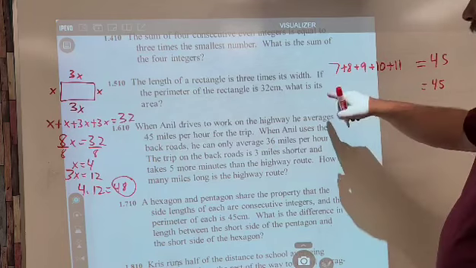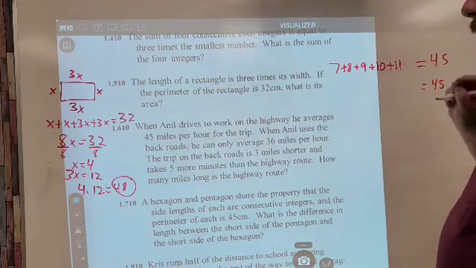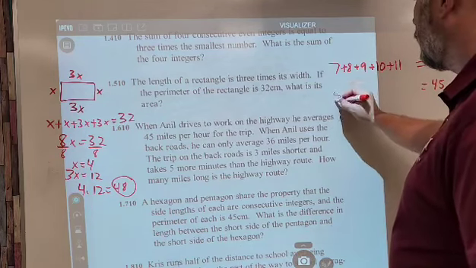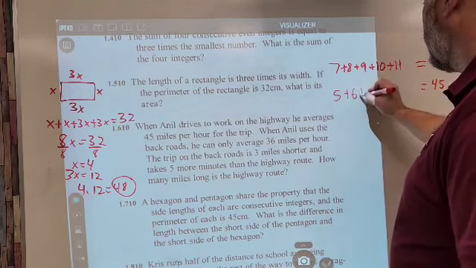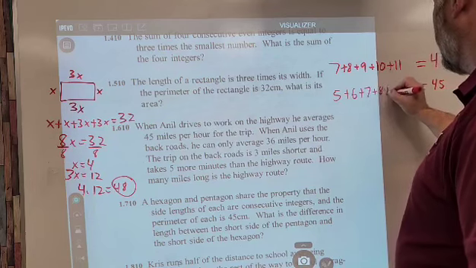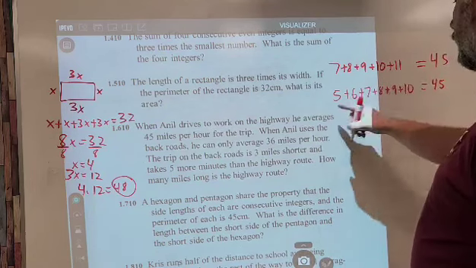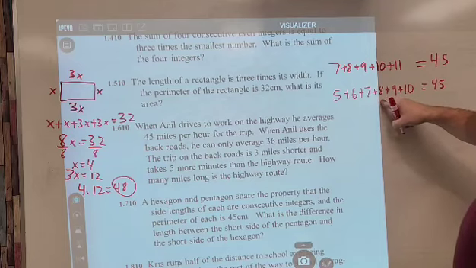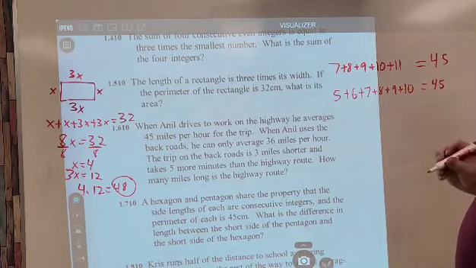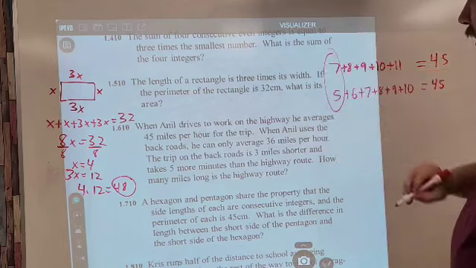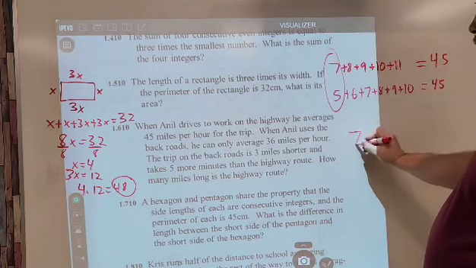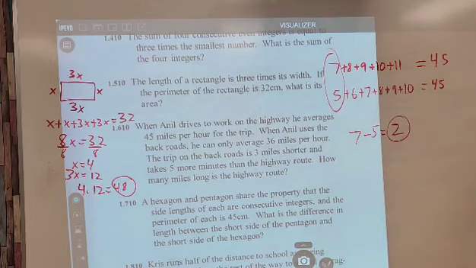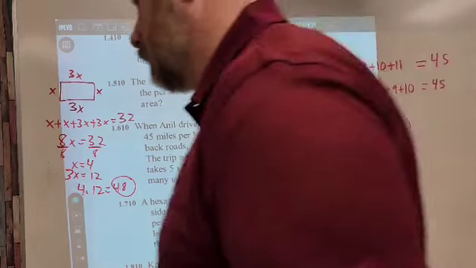So if I have to add 6 sides up and get the same number, I'm going to have to start with something less. I think I tried starting with 6, it didn't work, so I think it's 5. 5 plus 6 plus 7 plus 8 plus 9 plus 10. So there's 6. 5 plus 6 is 11, 18, 26, 35, 45. There they are. So here's my 2 short sides. What's the difference between them? Difference means subtract. 7 minus 5 is 2. Okay, so that's 2 of those problems.